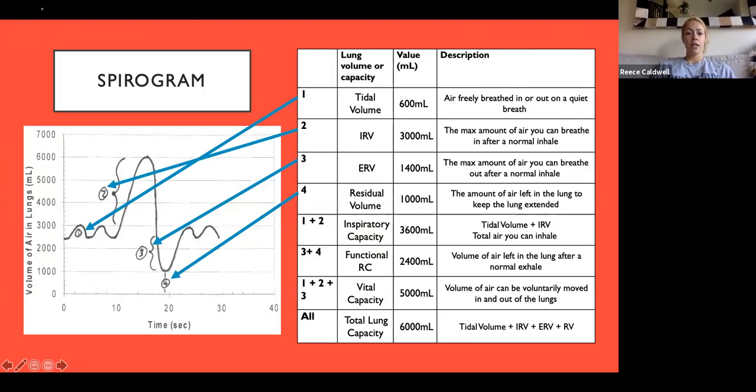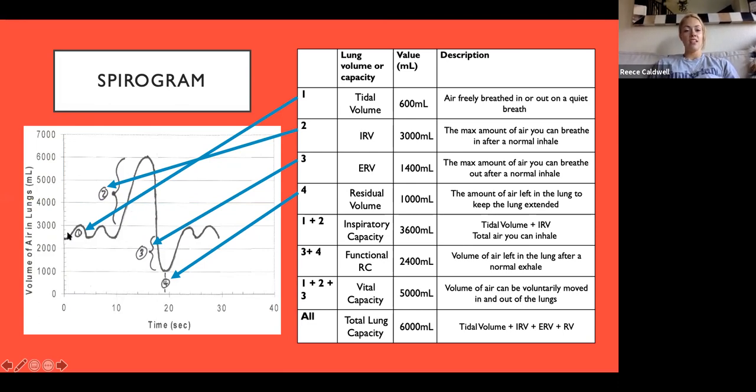So again, looking at the spirogram one more time, this is just a different illustration of it. Number 1 is looking at normal breathing, which we call tidal volume, quiet breathing. Number 2 is that max inhale, which is our inspiratory reserve volume. Number 3 is looking at that max exhale, so expiratory reserve volume. And 4 is looking at that volume left over that we always keep in the lungs, which is the residual volume.